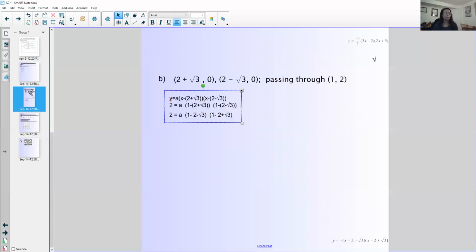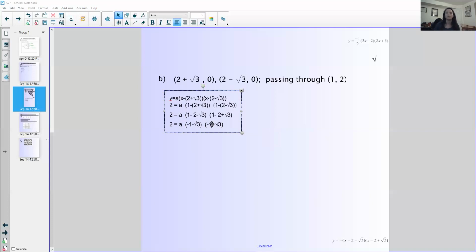Remember, when you're adding and subtracting radicals, you can only combine radicals that have the same radical portion. There we go. So 1 minus 2 minus root 3 will become minus 1 minus root 3. And this one over here would become 1 minus 2 is minus 1 plus root 3.